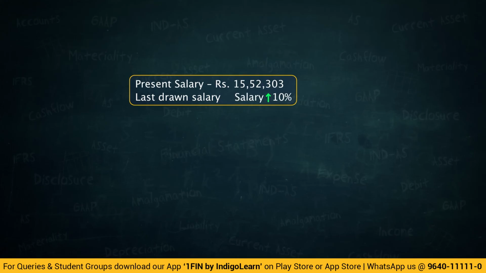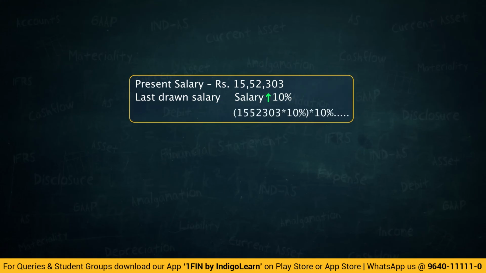So you can take the calculator, 15,52,303 plus 10%, like this you will add for 5 years. Or you can simply say 15,52,303 into (1 plus 0.1), because it is 10%, I am writing it as 0.1, whole to the power of 5. That's also, it is going to increase 5 times.